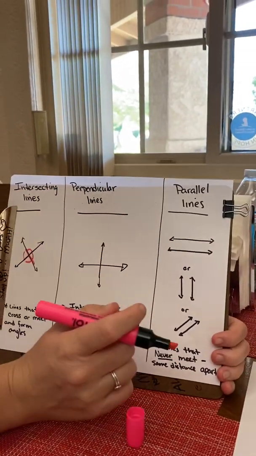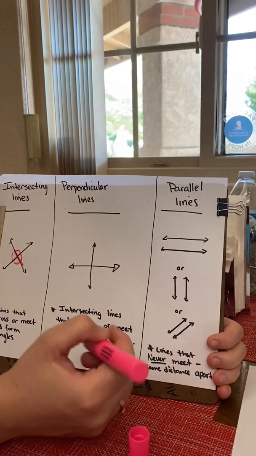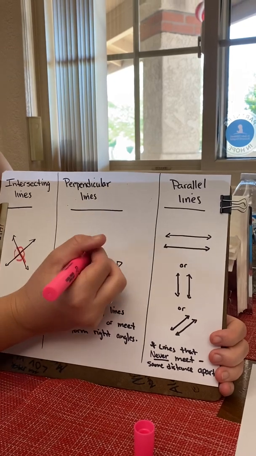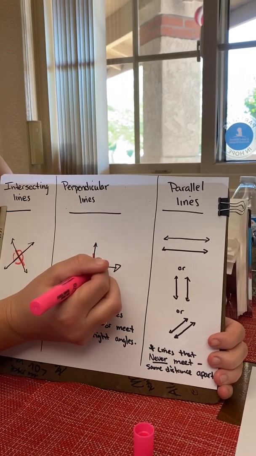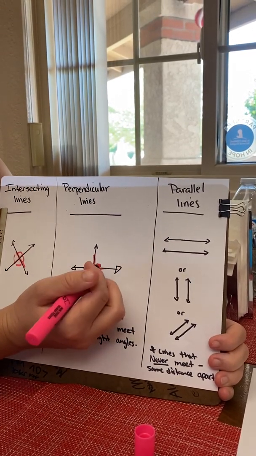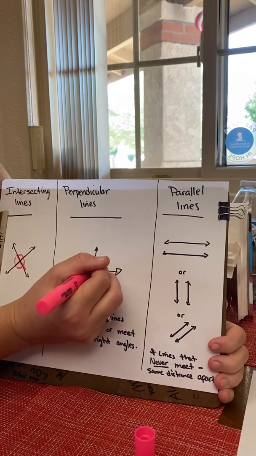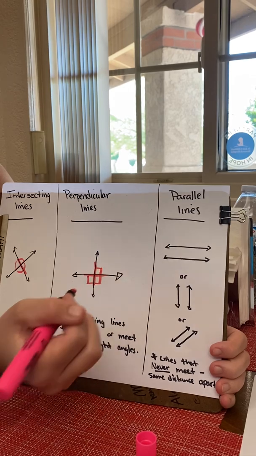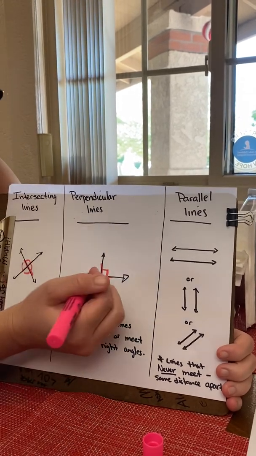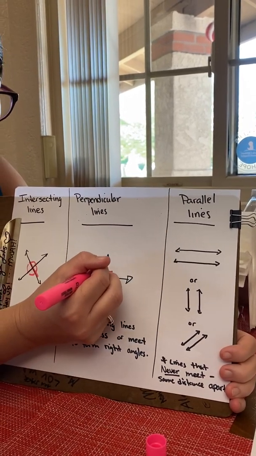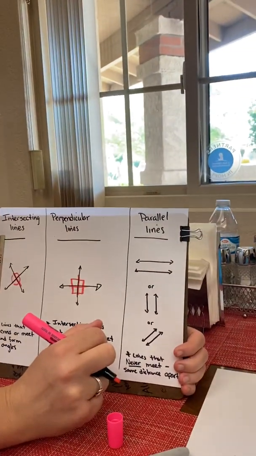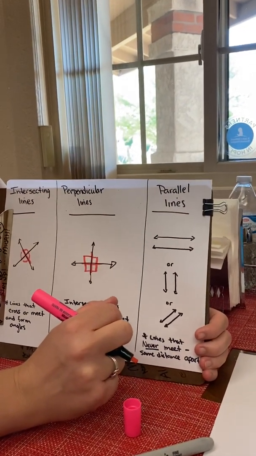The next type of line you're going to have are perpendicular lines. Perpendicular lines also intersect, except the difference is when they intersect, they create a perfect square. They create a 90-degree angle or a right angle. What you call a 90-degree angle is a right angle. Okay? And then the third type of line we're going to learn about is parallel lines.